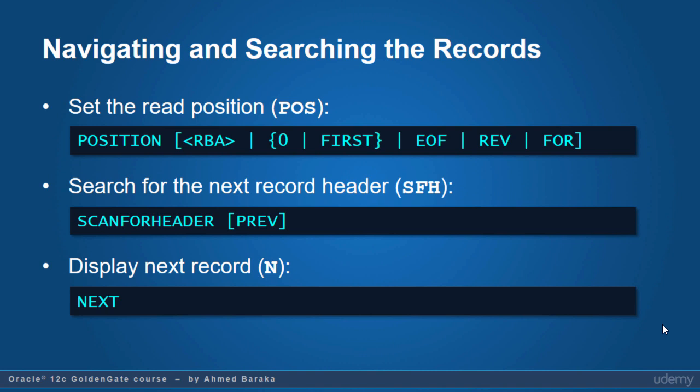To search for the next record header that comes after the current reading position, use the command scan for header, or SFH. If you use the reverse option, the utility would look for the previous record. To display the current record, use the command next or its abbreviation, the letter N.